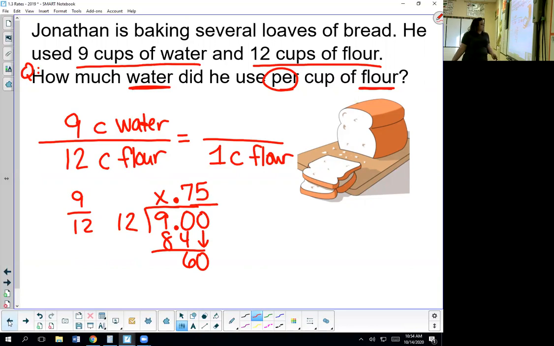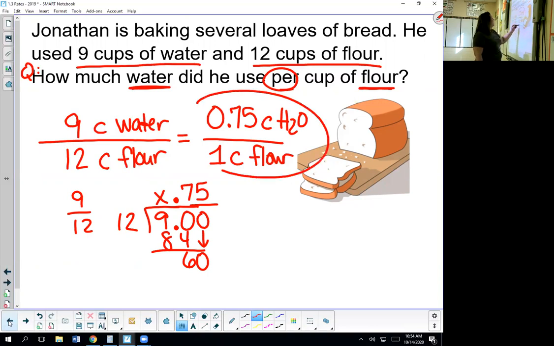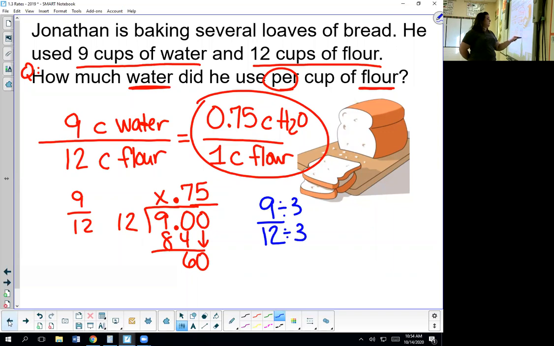You could write 0.75 cups of H2O, which is water, for 1 cup of flour. But hopefully you can see a relationship between that and 9/12. So you could also write it this way. We use a different color. So you have 9/12, right? Hopefully you realize you can simplify it by dividing by 3, and you get 3/4.